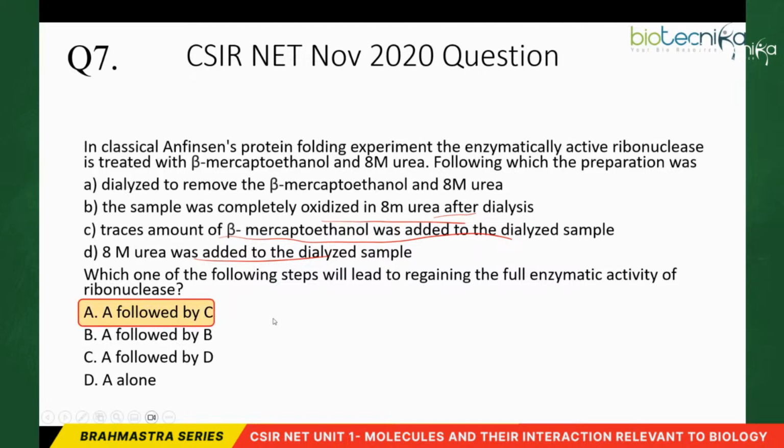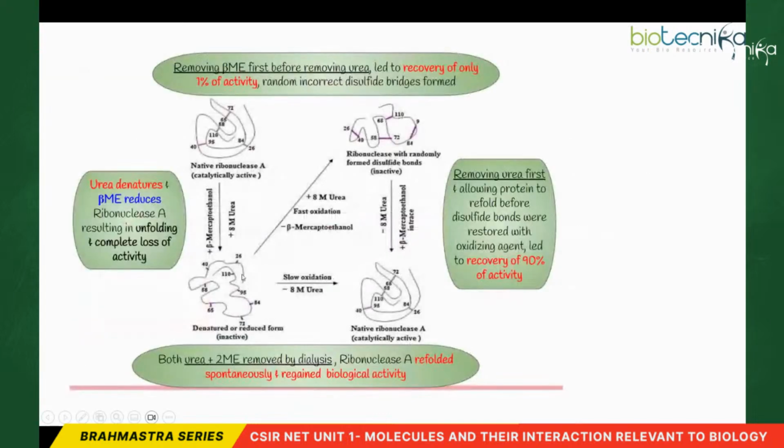be coming. So answer here is A followed by C because if you know something about the Anfinsen experiment, he did it with a native ribonuclease which is catalytically active. It has 4 disulfide bonds in its structure, and only if it is folded in this form with exactly these disulfide bonds. See, total 8 cysteine residues are there, and 8 cysteine residues can join in 105 different ways, permutation combination, but there is only one way that the protein will be functional, and that is when these disulfide linkages would be binding to each other.